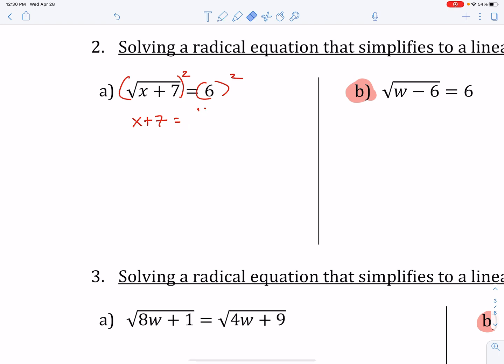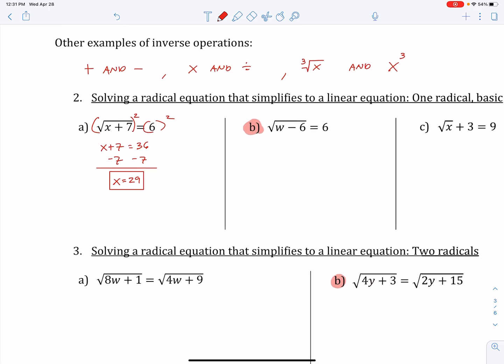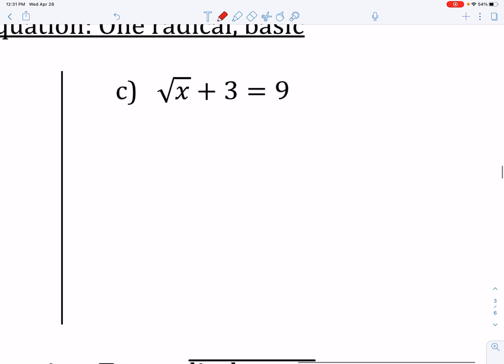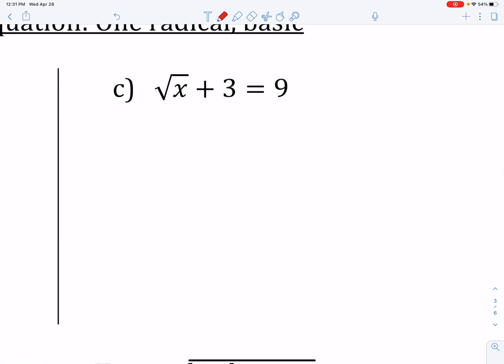And you know what? I'm going to simplify that 6 squared. I'm going to go directly to 36 here. And then we just minus 7 to both sides, right? Something we've been doing for a while. We get x equals 29. And that's it. Now you're going to do b on your own because we did one very similar to that. But I don't want you to get hung up here. All right? So let's do c together.